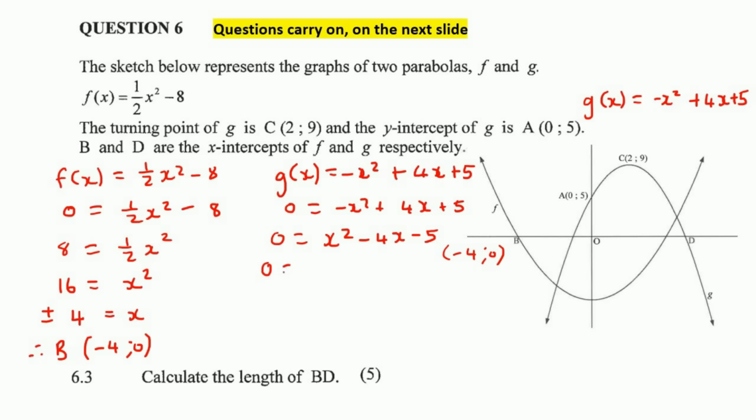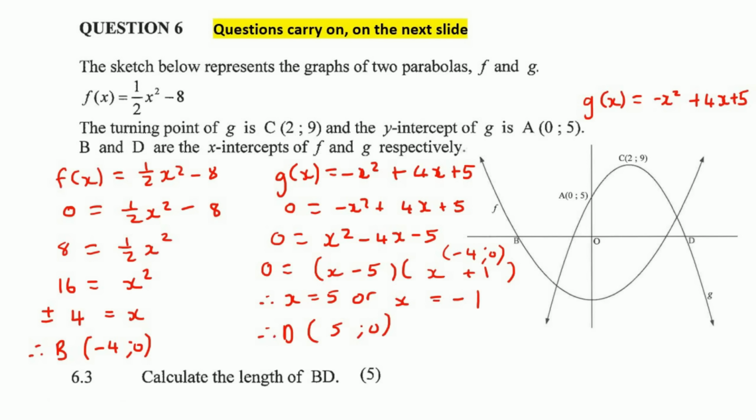This one would actually factorize. But if you wanted to, you could also just use the quadratic formula. Nothing wrong with that. Okay, that's how that one factorizes. And then therefore, x would be equal to 5, or x would be equal to minus 1. Okay, so this is obviously the minus 1, but we want the one with 5. So we can then say, therefore, D is 5 and 0.